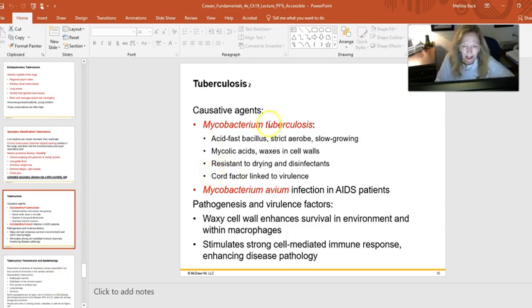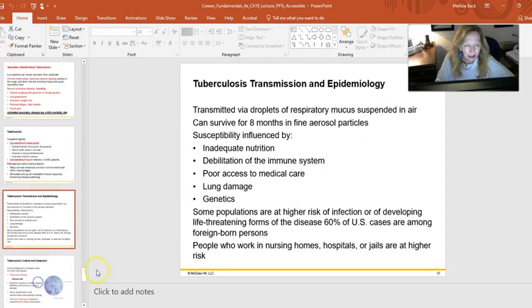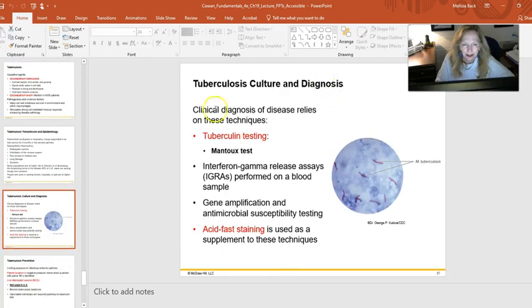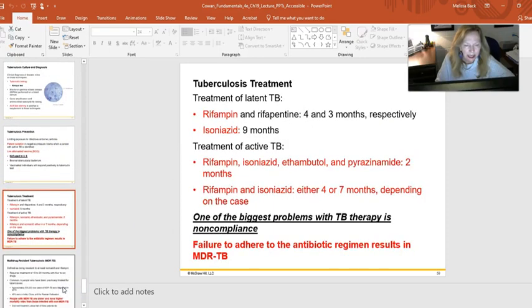So, again, Mycobacterium tuberculosis is one of the species, and we also have Mycobacterium avium intracellulare, which is sometimes called MAC, and these are things that we are concerned about as far as epidemiology goes. So I have lots of slides on that. This is talking about the tuberculosis screening and prevention, and then treatment.